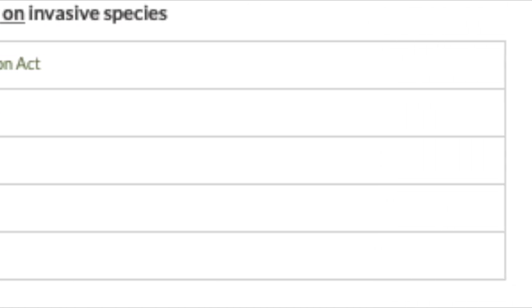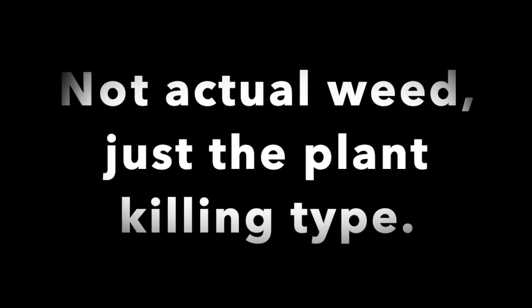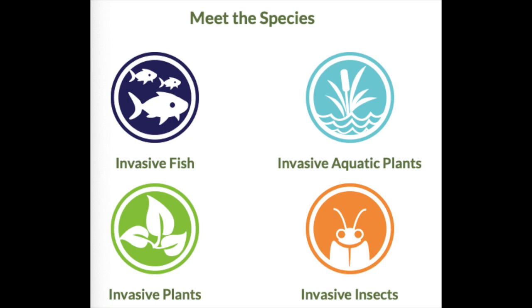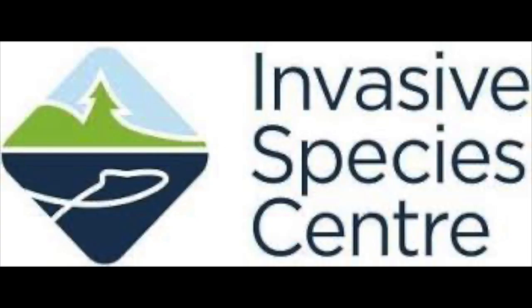These 5 include the Great Lake Protection Act, the Invasive Species Act, the Forestry Act, the Pesticide Act, and the Weed Control Act. The various acts look to combat the 4 categories of invasive species that are listed in Canada, done by the Invasive Species Centre.